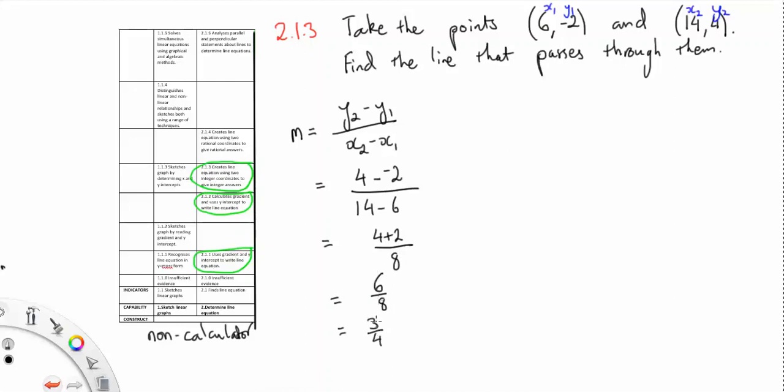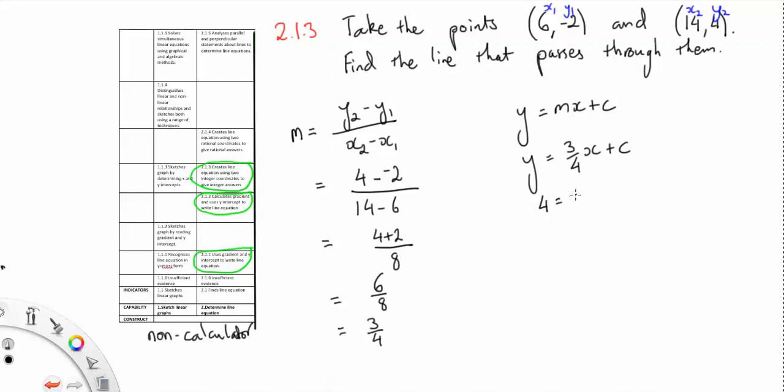Now that you've got your gradient, you can take your gradient and sub it into the line equation. So you have y equals mx plus c. Subbing that in, we have y equals 3/4 x plus c. And now we need to choose a point. We can choose either one to solve for c. Let's choose this second one here.